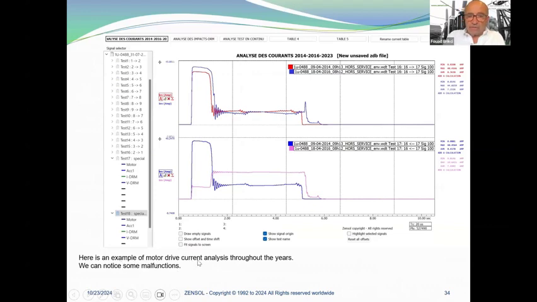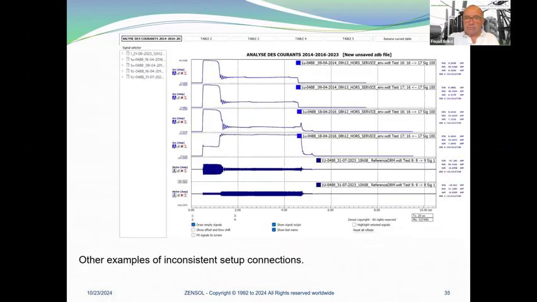Here is an example of motor drive current analysis. Throughout the years, we can notice some malfunctions. For example, here you have 2014 and 2016, and you have some differences at the end of the current and also during the plateau. Here in 2014 the same, and in 2016 the inrush has disappeared. So there is something wrong. We can notice some malfunctions.